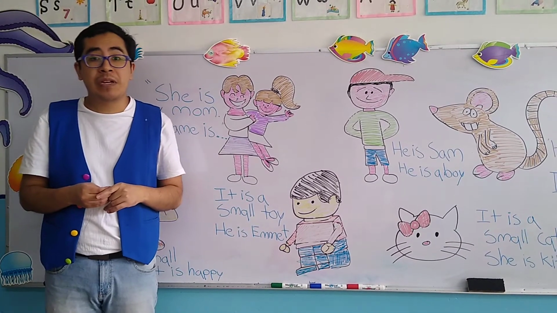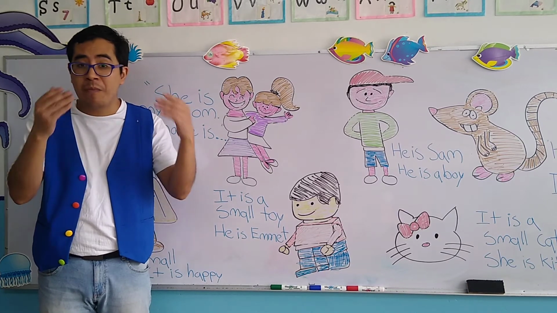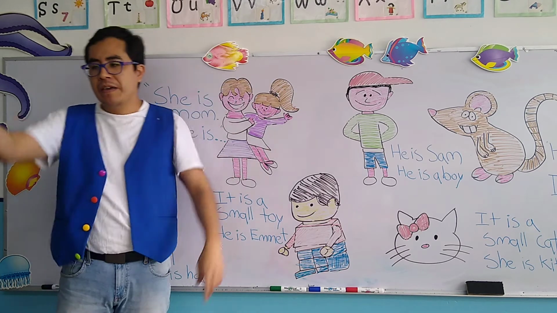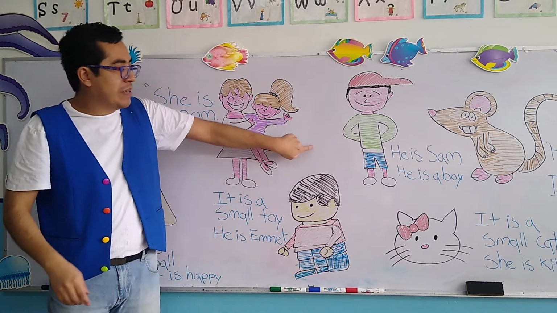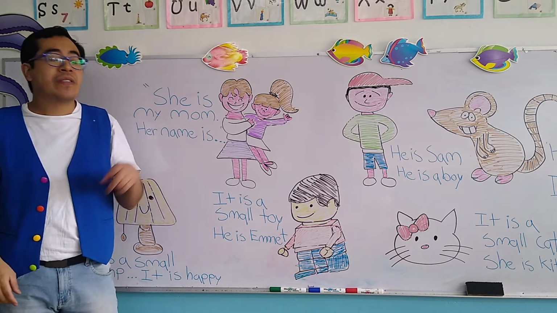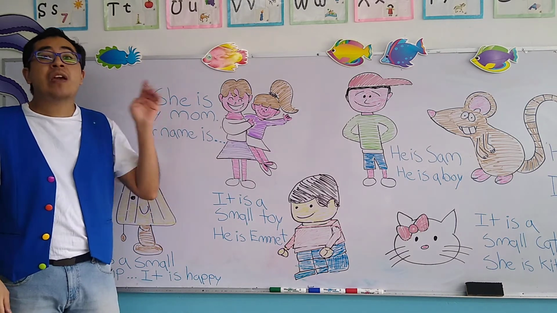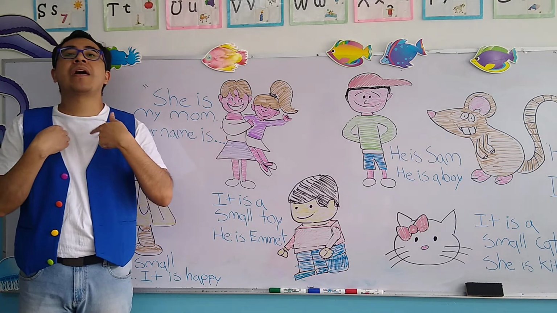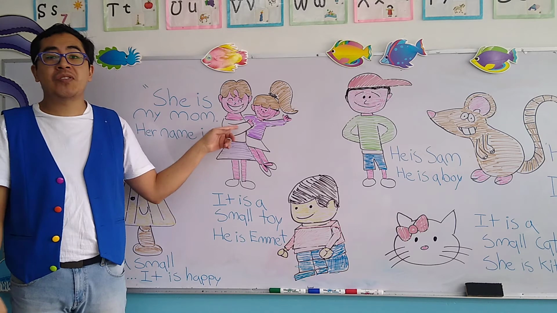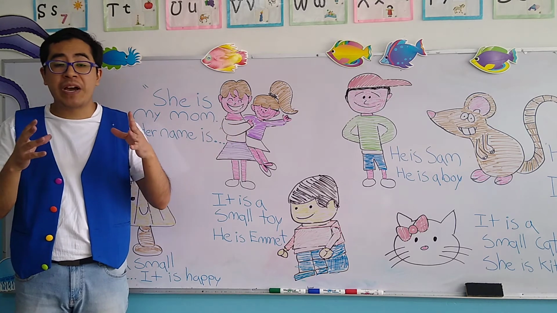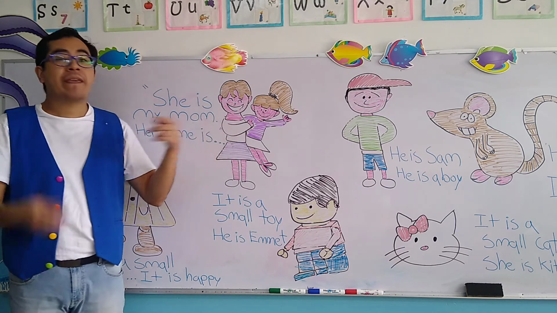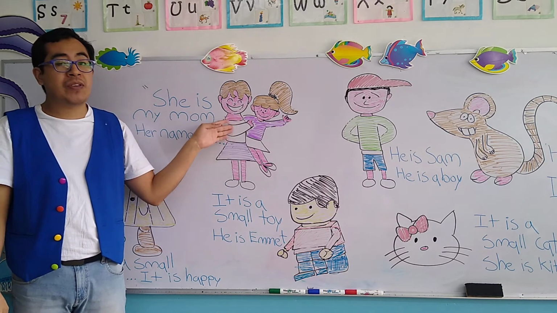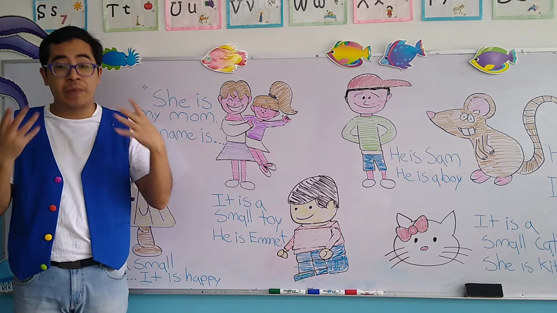Acuérdense que son palabras que utilizamos en lugar de decir el nombre completo de una persona y vamos a decir she, ella, he, él, it, eso, okay? So, the sentence begins with she, ella, she is my mom. She is my mom. In Spanish means ella es mi mamá. And her name is, su nombre es, the name of my mother is Lupita.